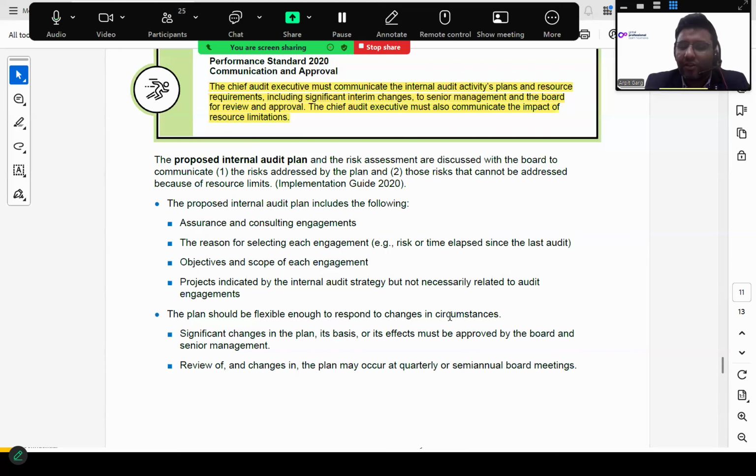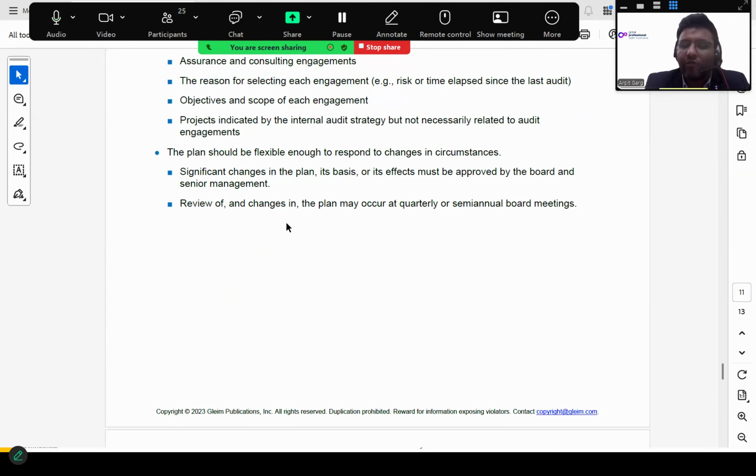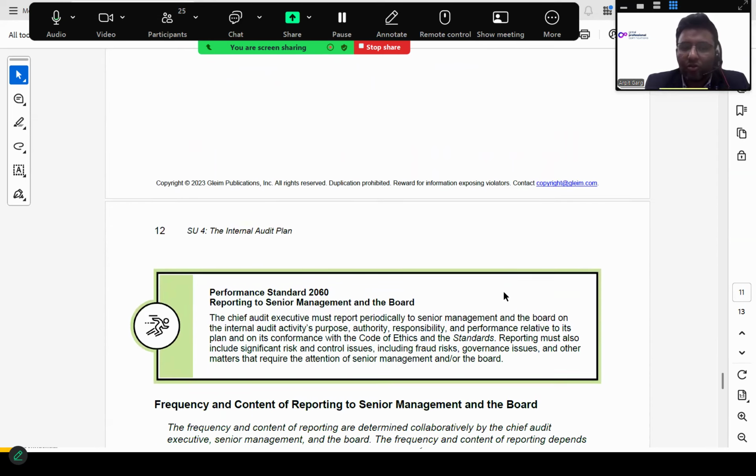The plan should be flexible enough to respond to changes in circumstances. Significant changes in plans, its basis or its effect must be approved by the board and senior management. Review of and changes in the plan may occur at quarterly or semi-annual board meetings also.